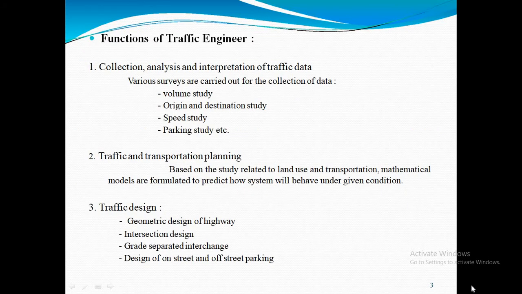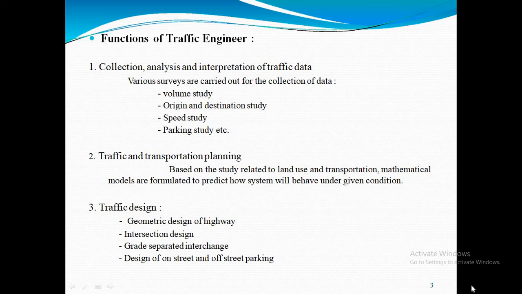Next, the functions of traffic engineering. First, collection, analysis and interpretation of traffic data. This is very, very important. Various surveys need to be taken into account for the collection of data: volume study, origin and destination study, speed study, parking study, accident studies. All this information is required to calculate the traffic data.